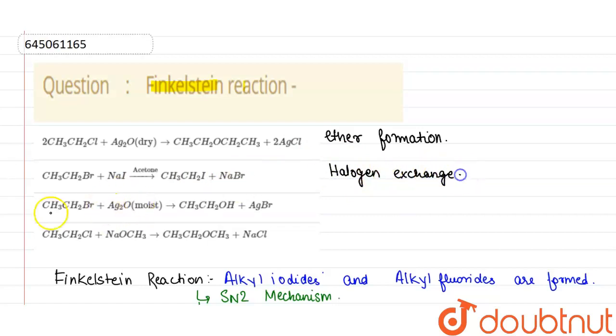Now the next reaction is ethyl bromide reacting with moist Ag2O, and it is giving us ethanol. So here ethanol formation has occurred. So this is also not a halogen exchange reaction, which is Finkelstein reaction. And in the last reaction we can see that ethyl chloride reacts with sodium methoxide and ether formation has occurred here also. So the right answer to this question is when ethyl bromide reacts with sodium iodide in acetone, it gives ethyl iodide. So this is Finkelstein reaction.